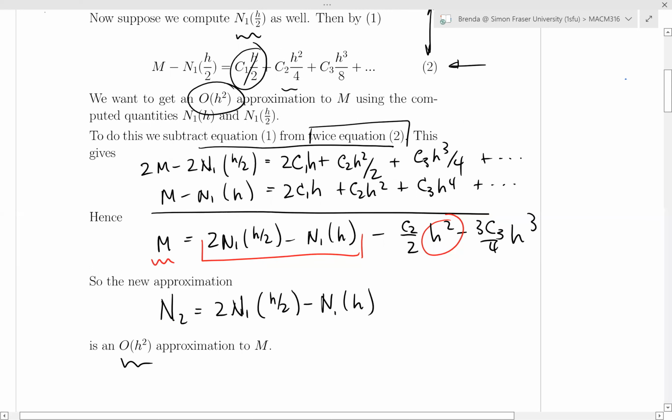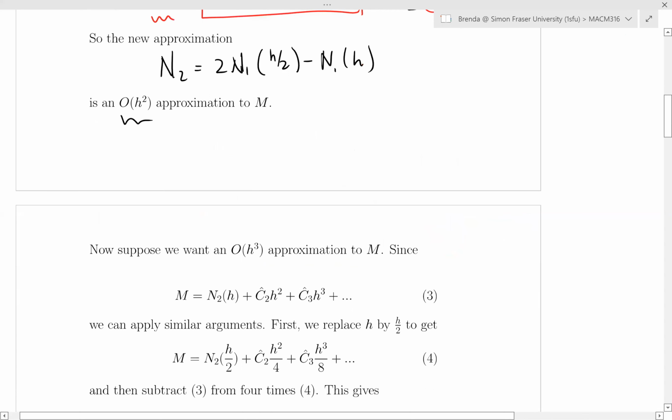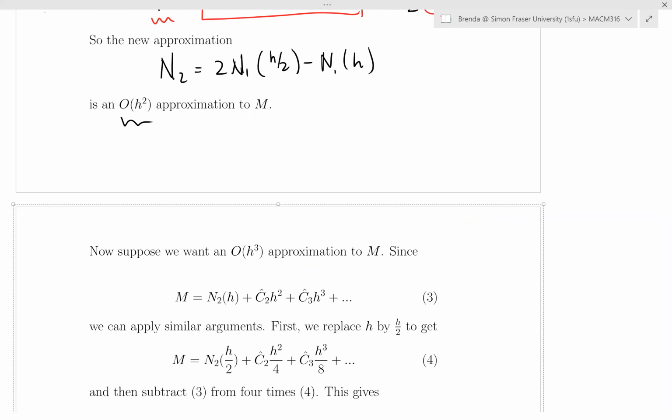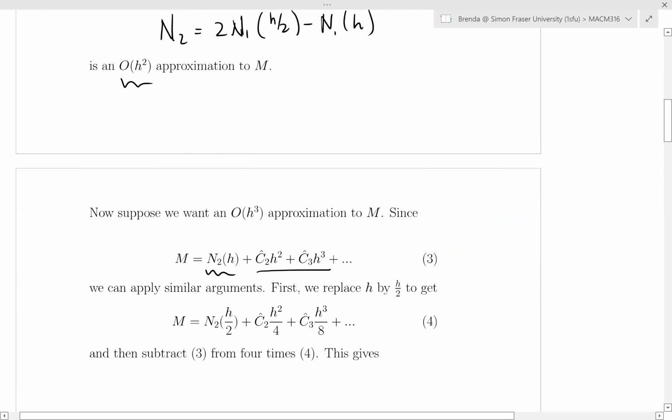Okay, we can just keep doing this. Suppose we want an O(H cubed) approximation. We've already got N2, which is an O(H squared) approximation, and we have the remainder term there. We do exactly the same thing.